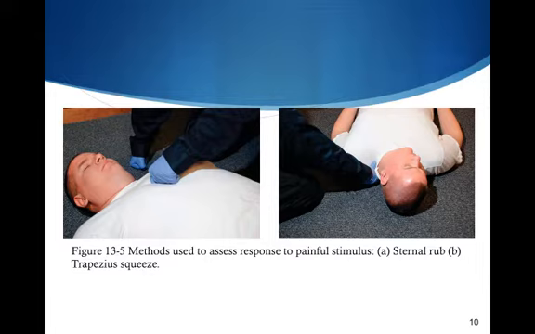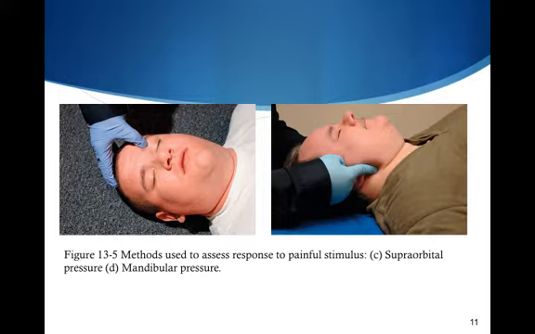Methods used to look at painful stimuli are things like a sternal rub or trapezius squeeze. These are some pictures of those. Other methods are supraorbital pressure and mandibular pressure to get painful stimuli going. Now, again, remember, ABPU is the acronym that we learned there. So if they are alert, be sure that they can answer questions. Person, place, and time at a minimum. Person, place, time, and situation would be better.